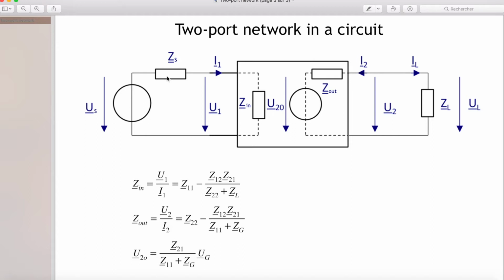So it means that when US is equal to 0, so replaced by a wire. And finally, U2O is equal to this and is the open circuit voltage. And now we will see a way to calculate these three parameters.